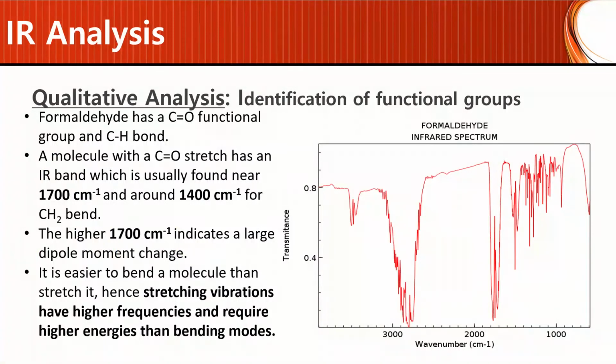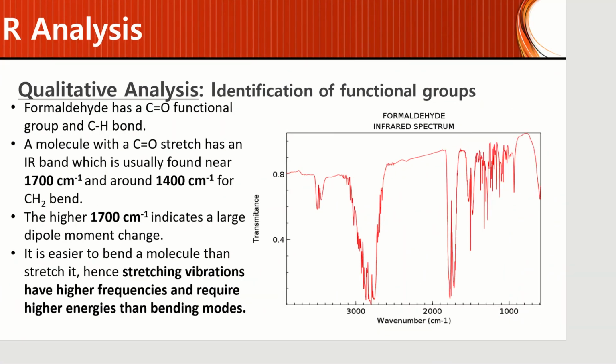All right, so moving right along. We use IR for, in this case, qualitative analysis, identification of functional groups. So formaldehyde has a carbon double bonded to an oxygen functional group, which we call a carbonyl, and it has a CH bond, right? So this is the structure of formaldehyde.